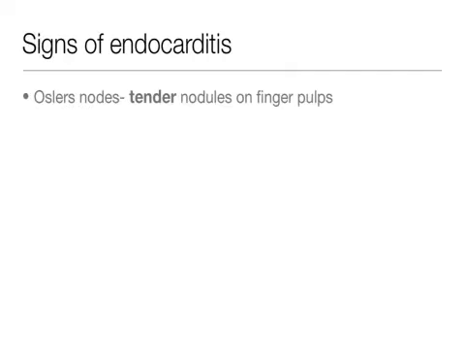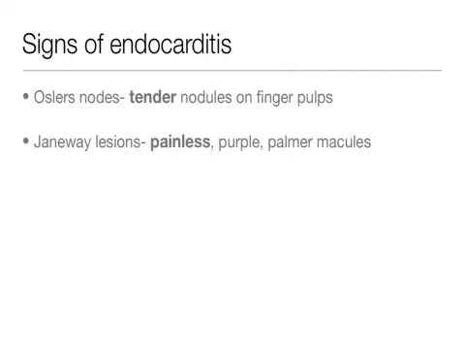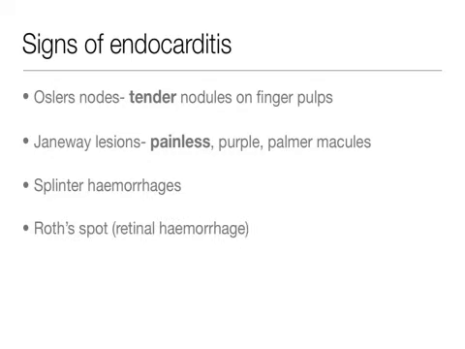Osler's nodes are tender nodules of the finger pulps. Janeway lesions are painless purple palmar macules, and I've put them in bold, tender and painless because they're often very difficult to remember, and they are thought to be due to deposition of immune complexes. Splinter hemorrhages, as we've discussed, can be present in endocarditis, and also if you are suspecting endocarditis, you should examine the retina for a Roth spot, which is due to retinal hemorrhage.